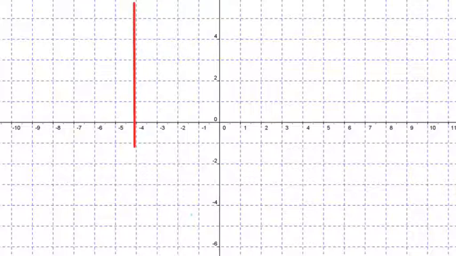A vertical line, however, who here knows what the slope is? A vertical line. Is it negative 0, which doesn't exist, by the way? 0? It is undefined.